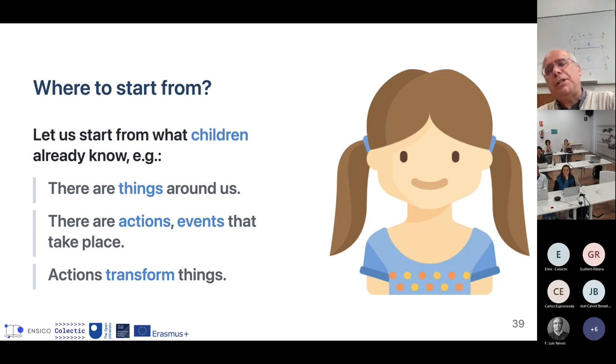So the first question is always where to start from. And the unplugged teaching that I mentioned is basically start from what children already know. I believe this is the same for other kinds of education strategies outside the mainstream of education. Always start from something the student already knows. In the case of very, very young students in the first grade, for instance, we are aware that there are things around us and there are actions and events that can take place. And actions transform things. This word transform is going to be important in our principle.